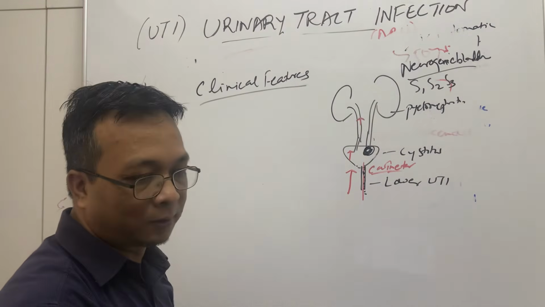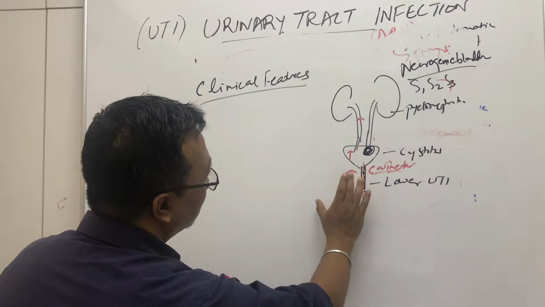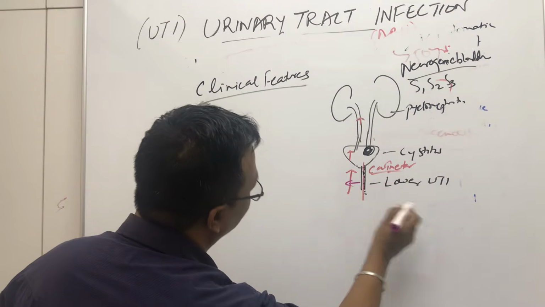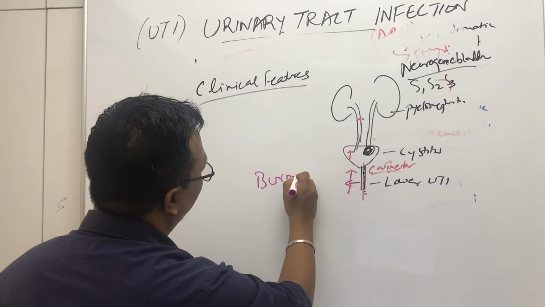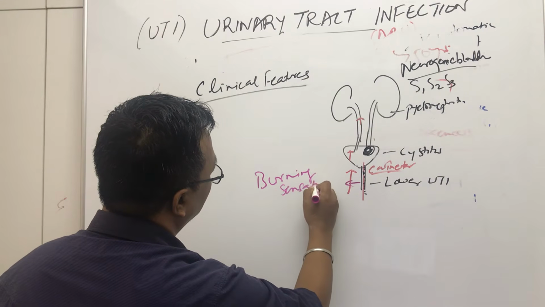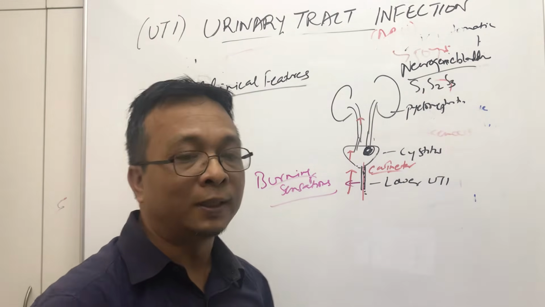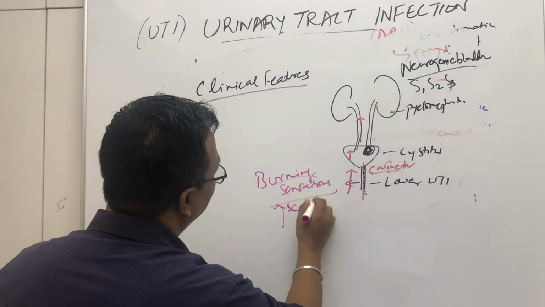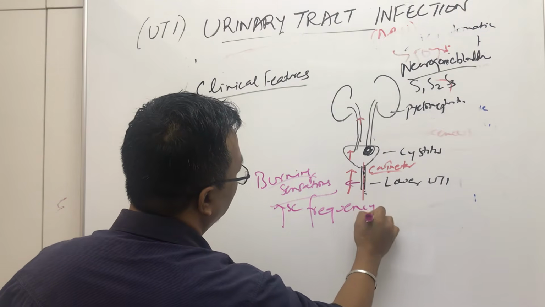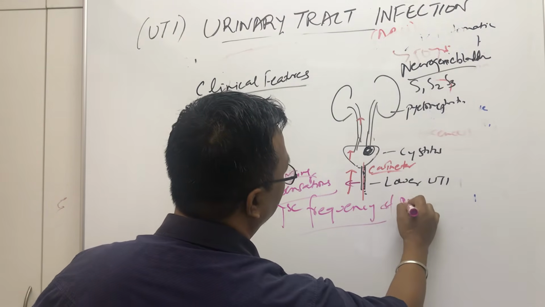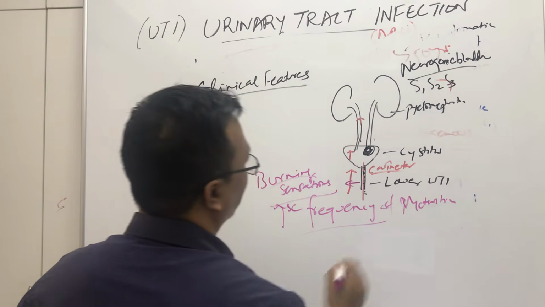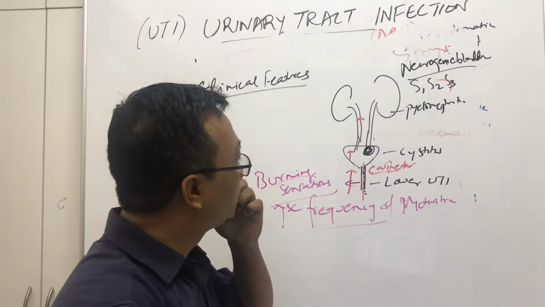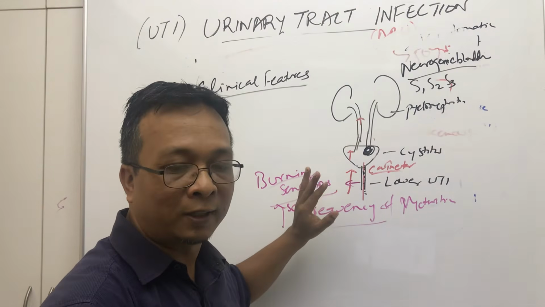Now, what are the clinical features? As we go up, the clinical features will change. It will add up. So from here, when there is a lower urinary tract infection, what will happen? The patient will say there is a burning sensation while passing urine, plus increased urge to urinate, increased frequency of micturition. Increased frequency of passing urine plus burning sensation is saying that this is a lower urinary tract infection.